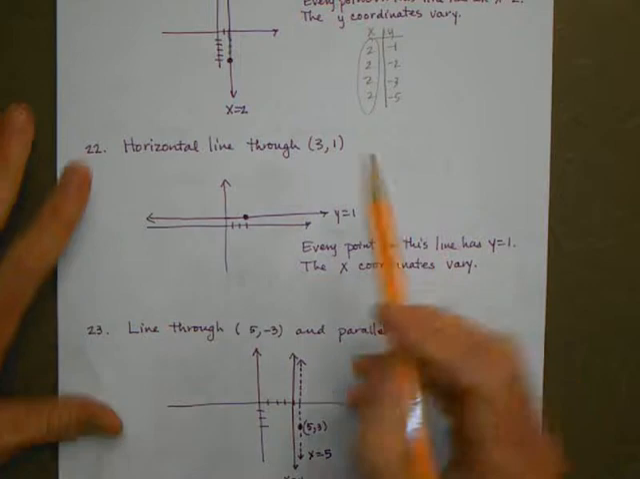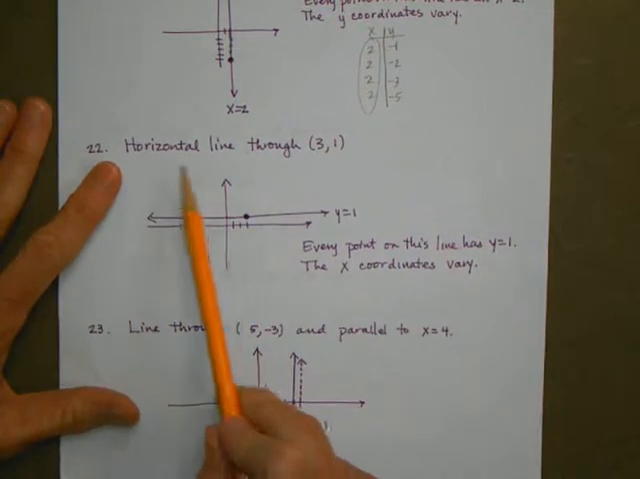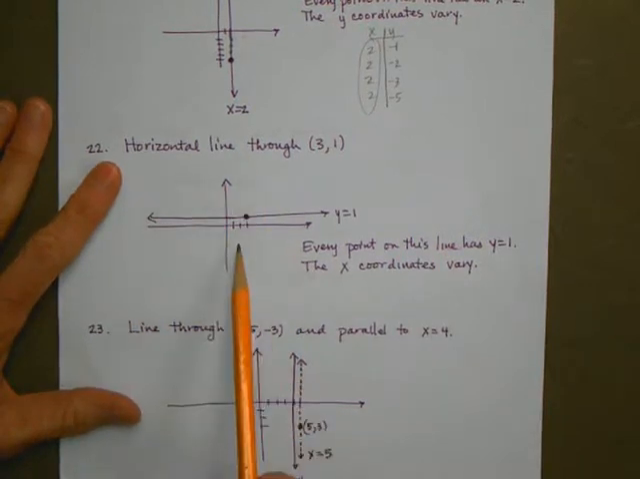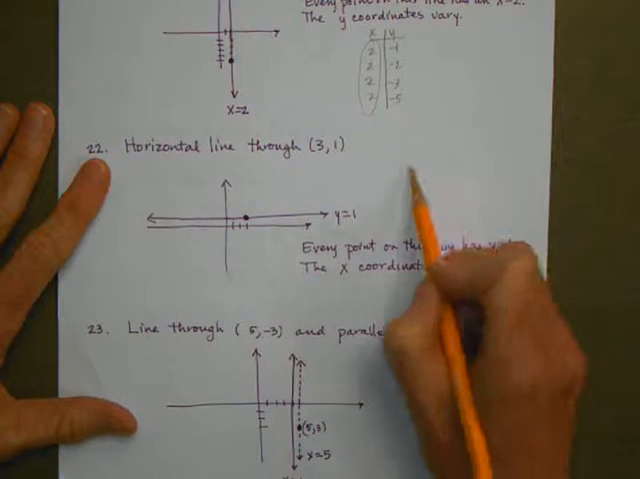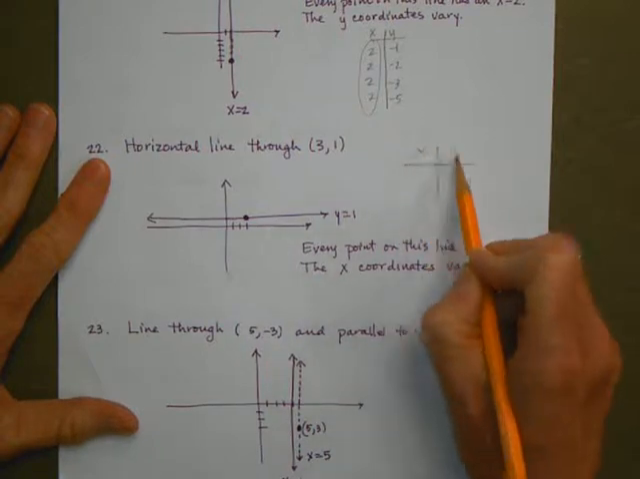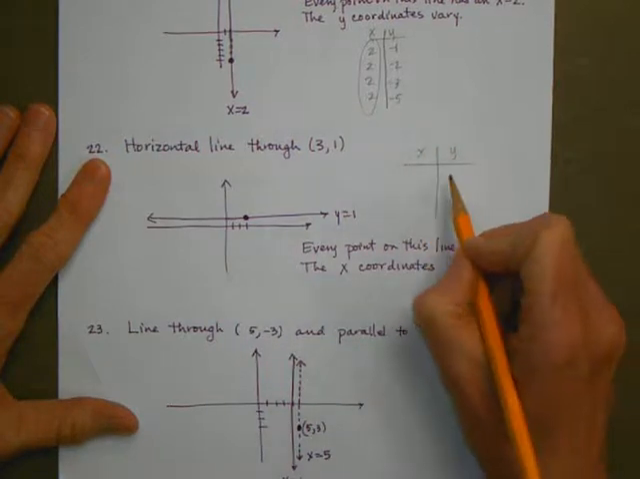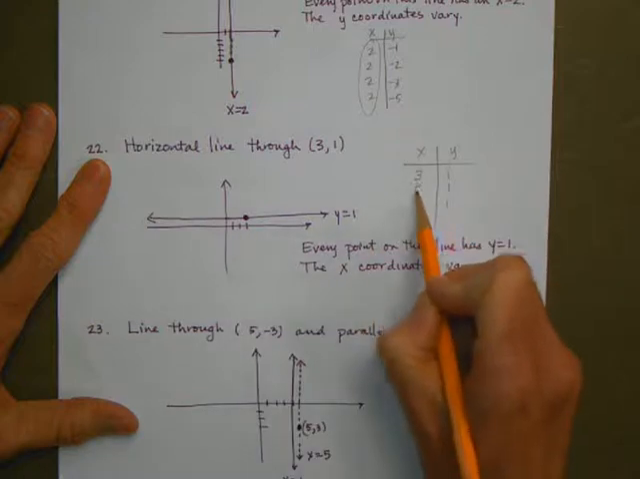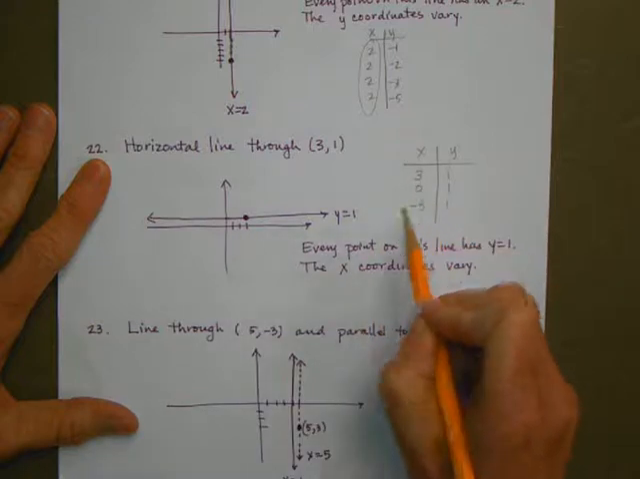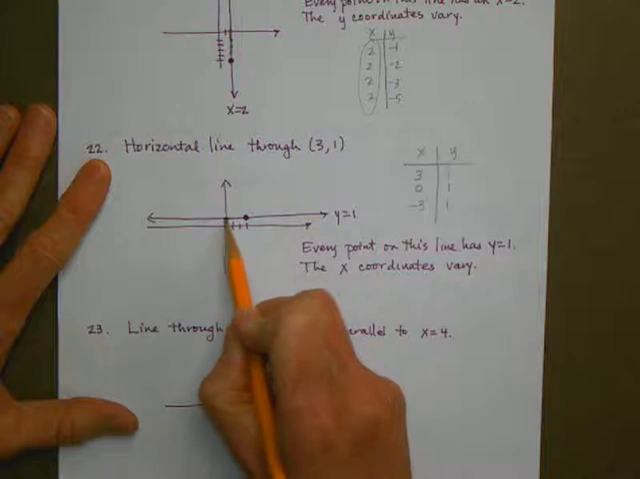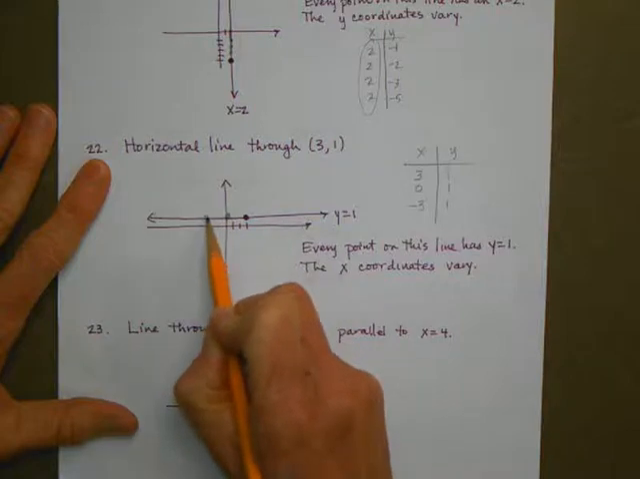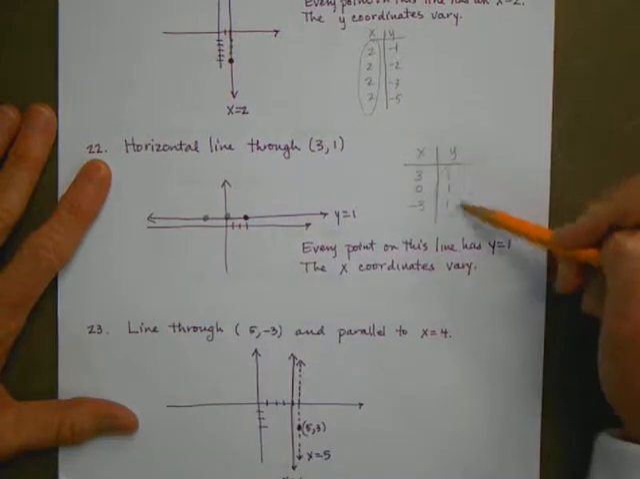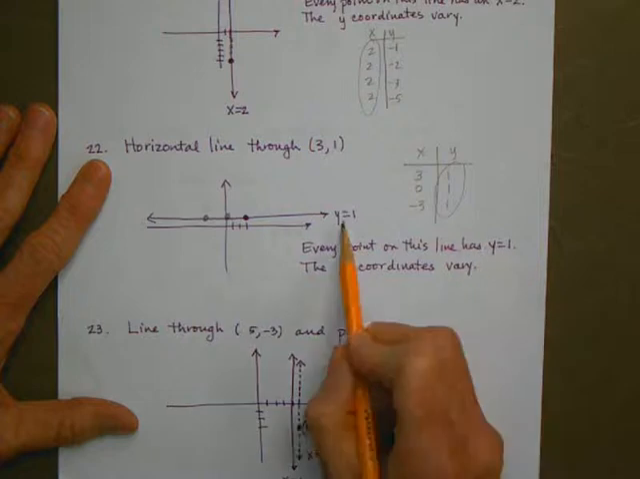The next one's just like it, only instead of doing a vertical line, it's a horizontal line through 3, 1. So again, every point on the line has a y-coordinate of 1. Okay, so 3, 1, 0, 1, negative 3, 1. So when we have this situation here, the line is just y equals 1.